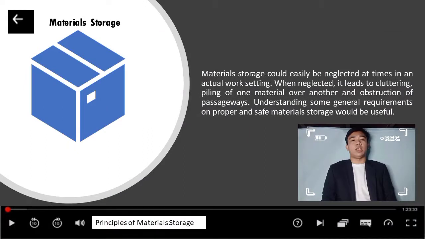Now, let's proceed to the principles of material storage, where material storage could easily be neglected at times in actual work settings. When neglected, it leads to cluttering, piling of material over another material, and obstruction of passageways. Neglecting the material storage is a very bad idea because giving importance and prioritizing the material storage can give you a better quality of materials and prevent damages.